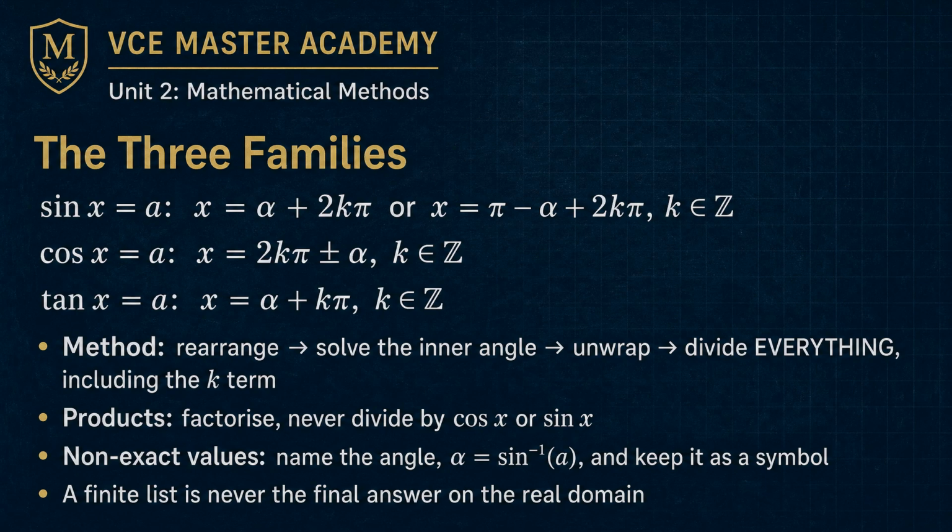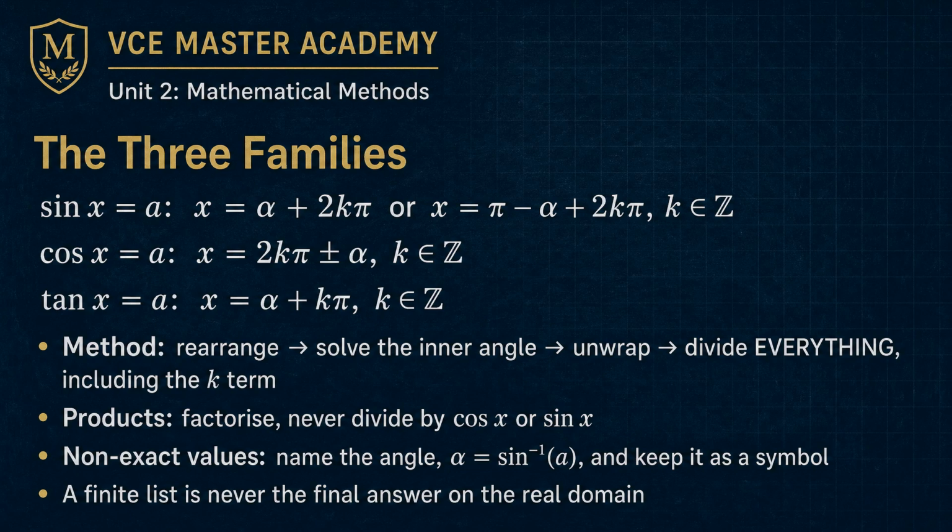And the method, every single time. Find one angle. Copy the family. Solve for x. Add k. When you divide, divide the k term too. If 2 trig functions are multiplied, factorize. Never divide. If the value is not exact, name the angle. Keep it as a symbol.